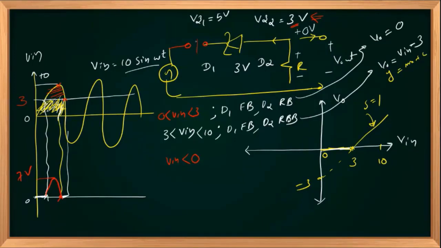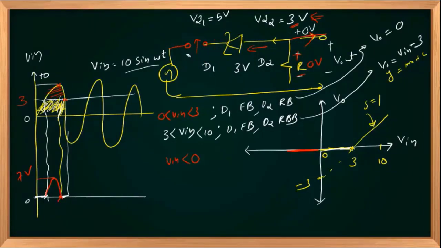Once this is in open condition, there is no current through this branch and no current through the output side because the output is open. Voltage across R will be 0 because current through R will be 0, which implies V out is equal to 0 volts. And that V out equal to 0 volts will continue up to a reverse voltage, a negative voltage, at which the status of the first diode, D1, changes.